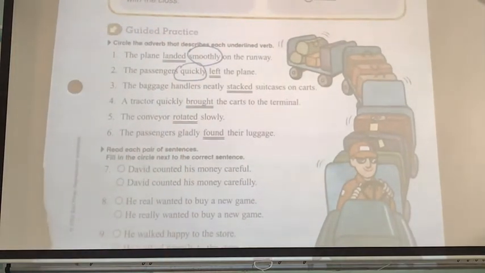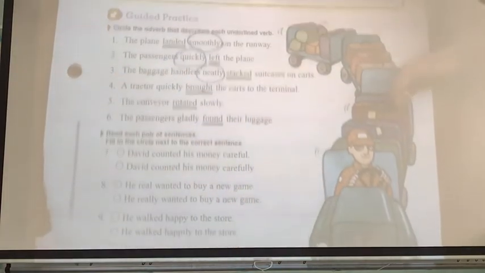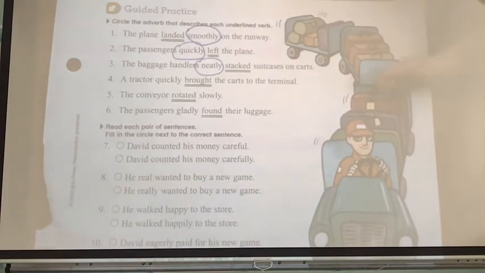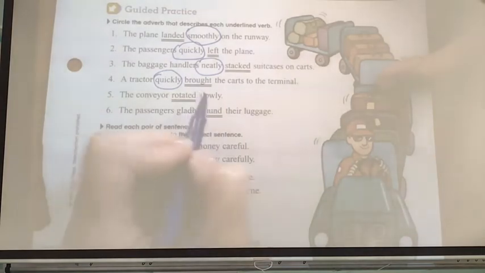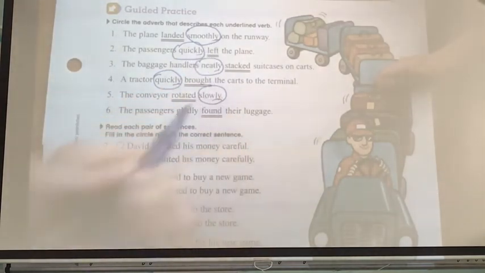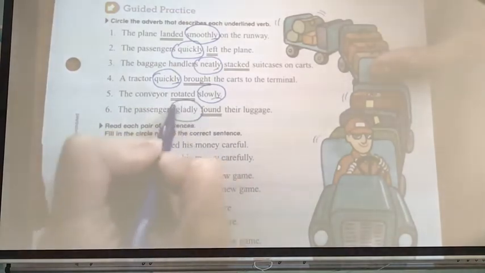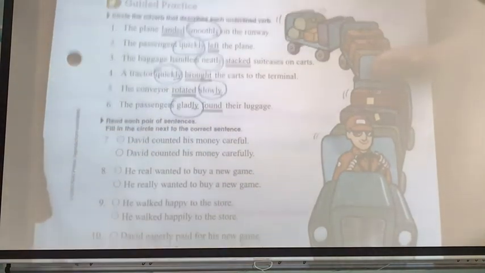The baggage handlers neatly stacked suitcases on the carts. How did they stack them? Good, neatly. A tractor quickly brought the carts to the terminal. How did he bring them? Good, quickly. A conveyor rotated slowly. How did it rotate? Slowly. You can see all of these are those ly adverbs. The passengers gladly found their luggage. How did they find it? Gladly. I've got another ly there.